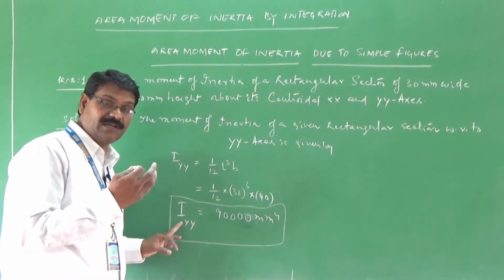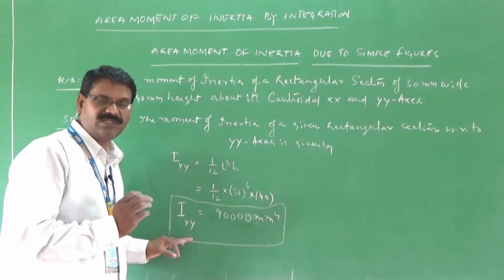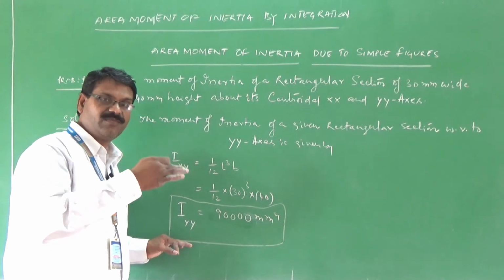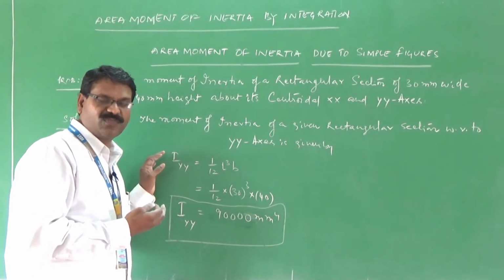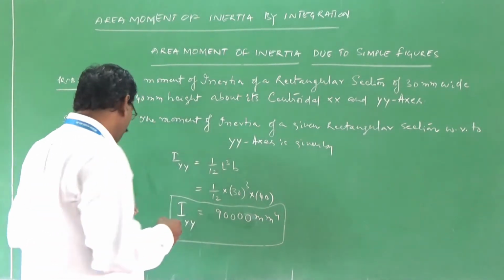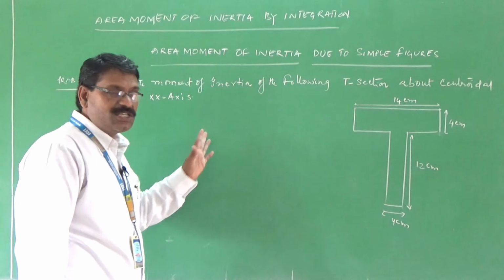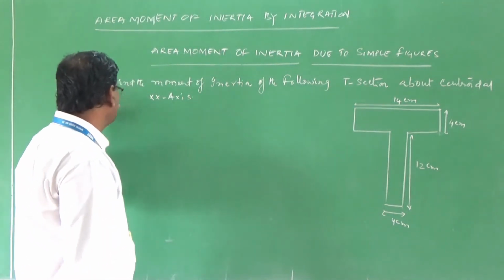So there is a little bit of variation between the determination of centroids for simple figures and the determination of area moment of inertia for simple figures. Now we will do one more problem based on T section, L section, etc. This is known as problem number 2. I will read out this problem.